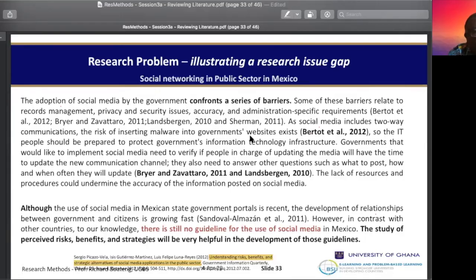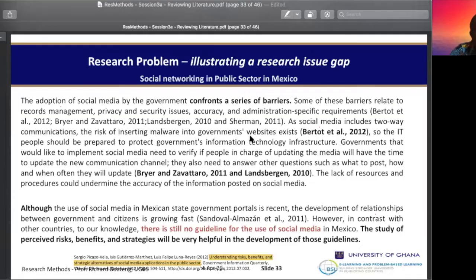Government that would like to implement social media need to verify if people in charge of updating the media will have the time to update the new communication channel. They also need to answer questions such as what to post, and how and how often they will update. Now, this is all things concerning administration specific requirements, how to administrate the social media platform. The lack of resources and procedures could undermine the accuracy of information posted on social media.